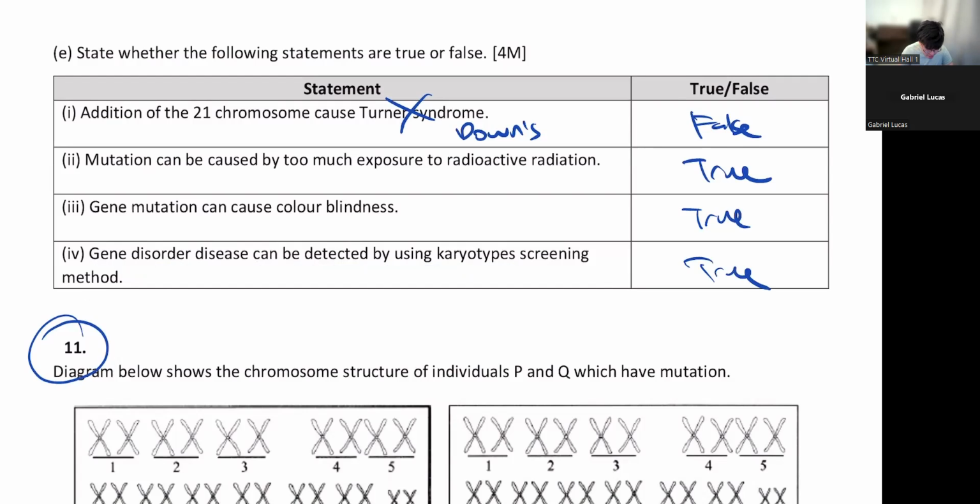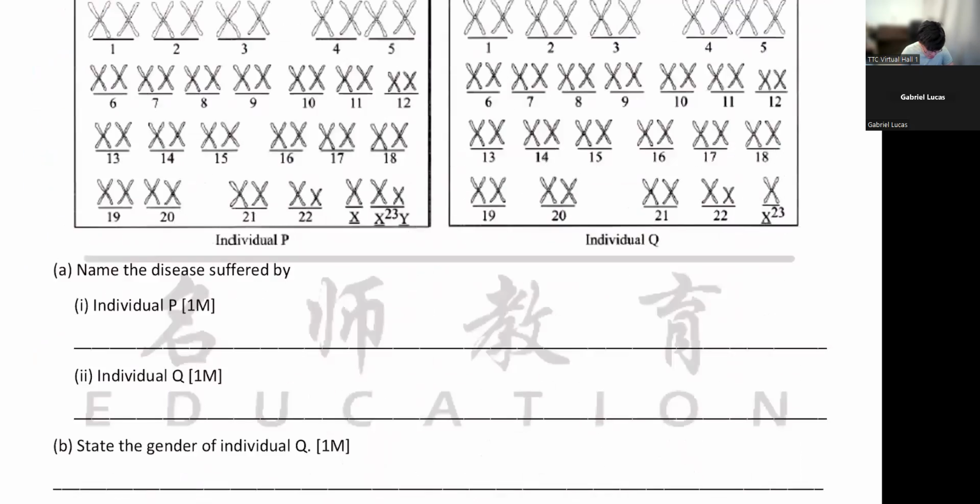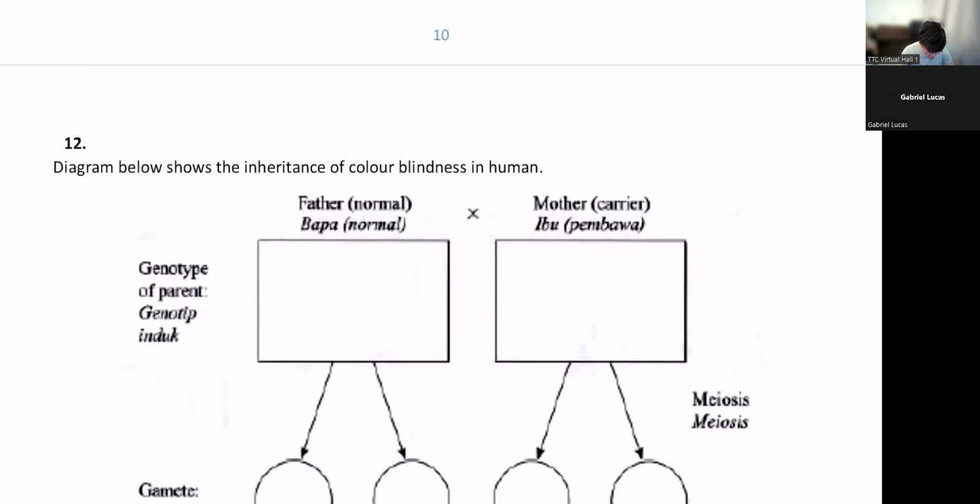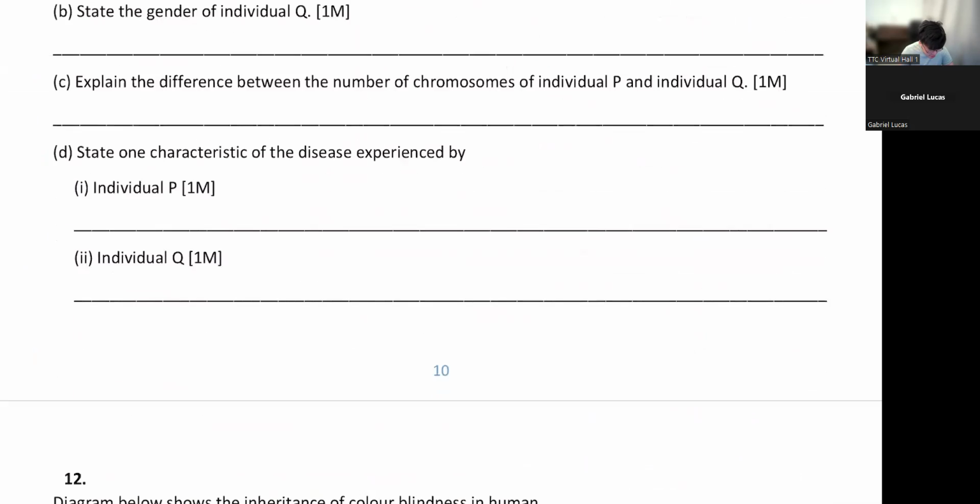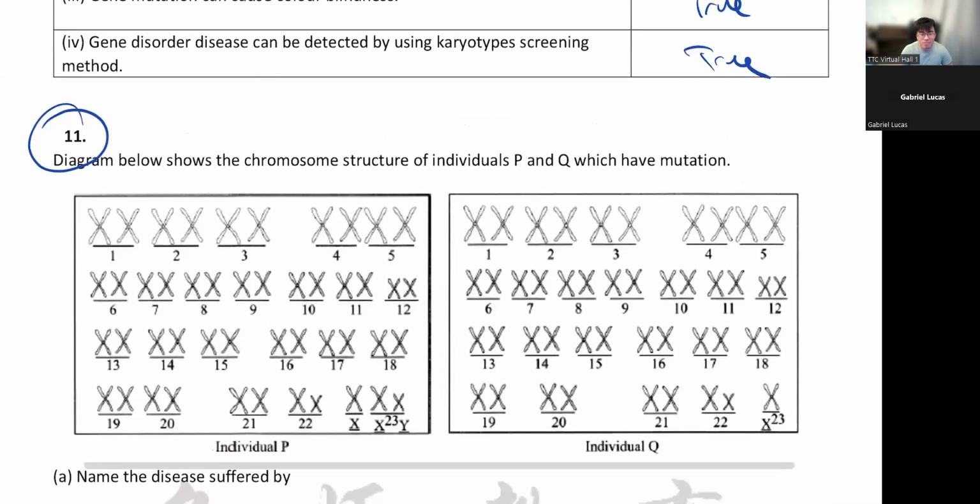Okay, so guys, again, I want you to do question 11. Again, I will give you 5 minutes. Let me go to the toilet real quick. I will discuss with you when I come back. So I'll give you 5 minutes. Please do it now.